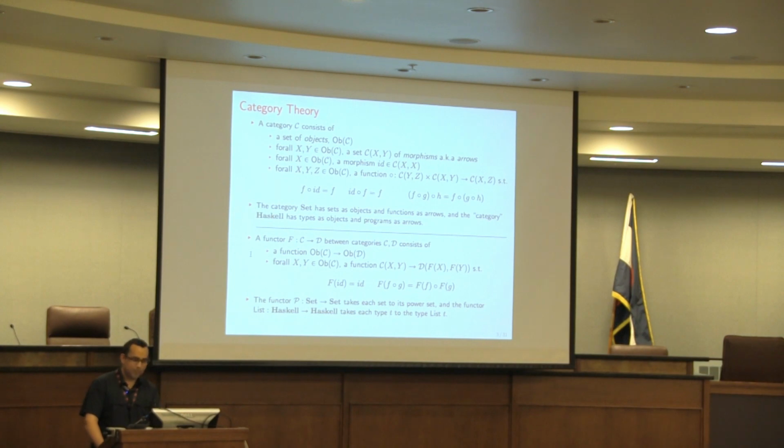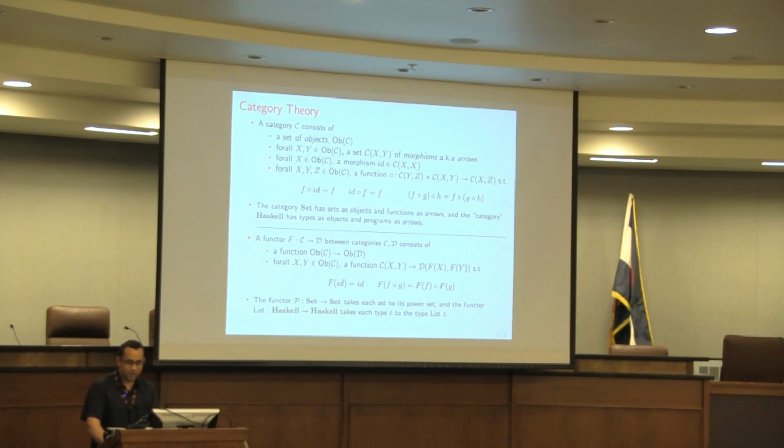But let's just review this really quickly, because the word category and the word functor are going to come up a lot. So at the risk of offending David with my choice of words here, a category C consists of a set whose elements are called objects, written ob C. And for every two objects in your category C, you have a set of morphisms or arrows between them. We write this as C(X, Y), a set of morphisms from X to Y.